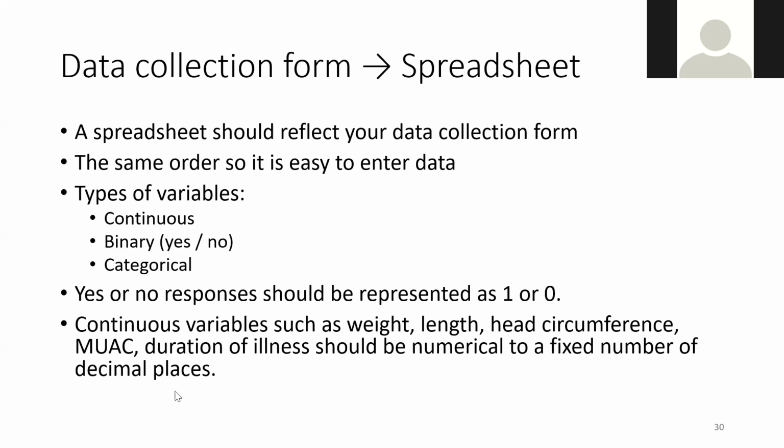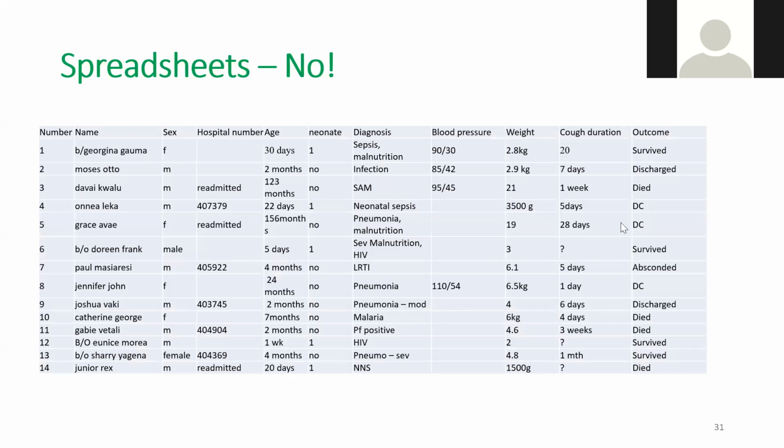Yeah, they're just examples. Whereas continuous variables like weight, length, head circumference, mid-upper arm circumference, duration of illness, now they should be numerical. They should be a continuous numerical number, and they should be to a fixed number of appropriate decimal places. I'll explain about that in a minute. This is sort of important.